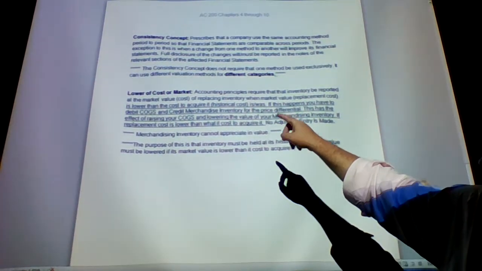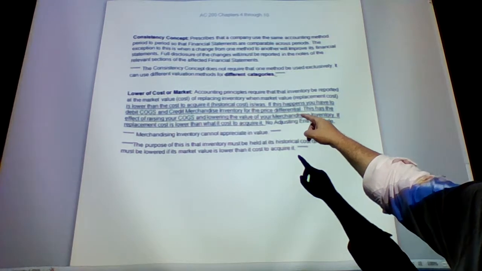And that means what you paid for, and I do go over this in Excel in a few moments, so it will become a little clearer to you. You only depreciate here. I do not mean depreciate as in depreciation. I just mean it loses value if the market price is lower than the historical cost price, lower than the cost to acquire.